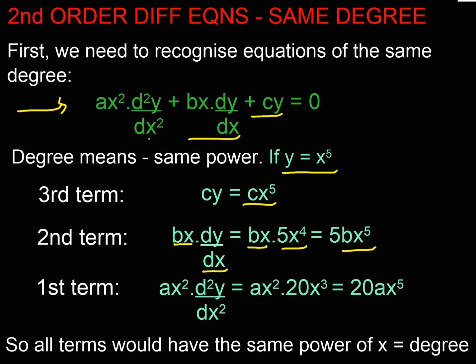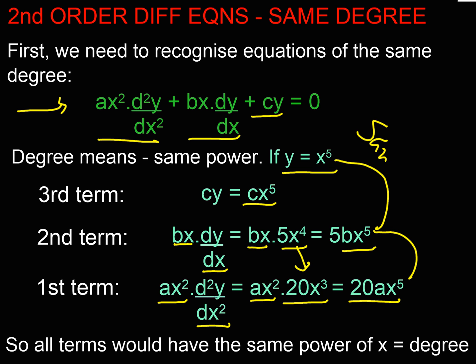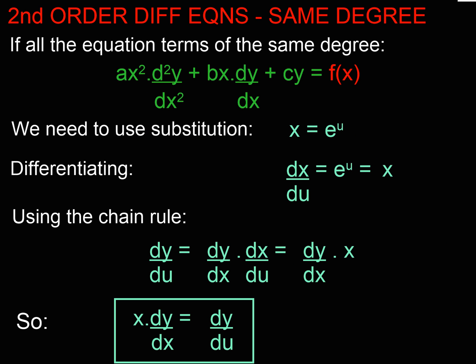And if I look at my third term here, all my terms on my left side here, ax squared times the second differential, well, differentiating x to the 5 down twice, I would get 20x cubed, and when I tidy that up, I get 20ax to the 5. Now, what's important about all of these? Can you see here that all of them have got a power of x to the 5, all the terms on the left hand side. So this equation is one which has got the same degree. When you say degree, you can think about power if you want.